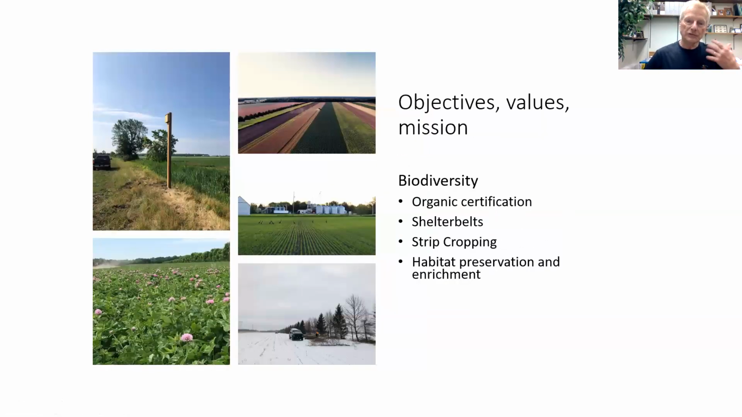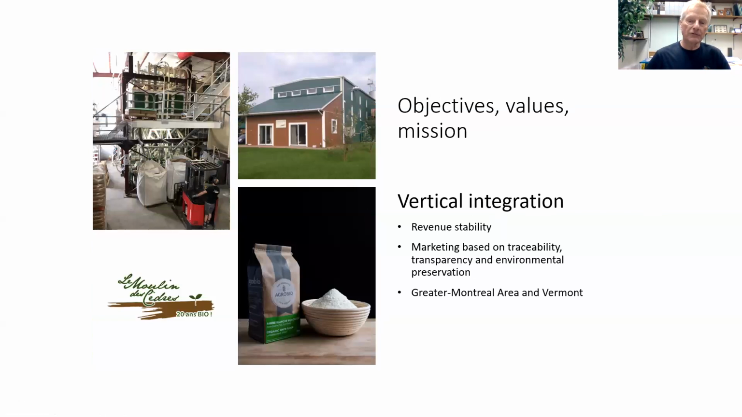And they have included biodiversity in their objectives, values, and mission: organic certification, shelter belt, strip cropping, habitat preservation, and enrichment. Here they've got towers for bats. They've got cover crops and other things, shelter belts, strip cropping, which maintains biodiversity. And vertical integration was also important to them. And so they have a flour mill on their farm, and they mill wheat right in Quebec, wheat that is grown in Quebec. They test it for DON because fusarium is a reality. And they do all the right things.